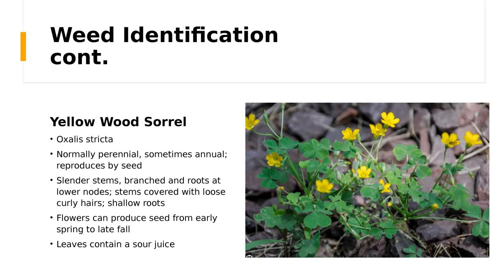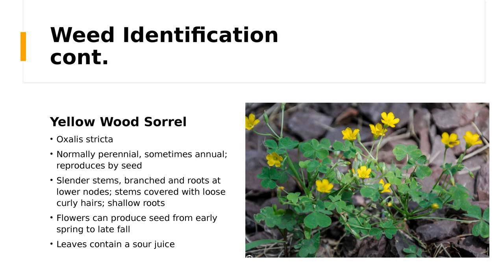This is yellow wood sorrel, Oxalis stricta. It's normally a perennial, but sometimes it can be an annual, and it reproduces by seed. It has slender stems that are branched and root at lower nodes. The stems are covered with loose curly hairs, and they have really shallow roots. These things pull out really easily. Flowers can produce seed from early spring to late fall, and the leaves contain a sour juice.